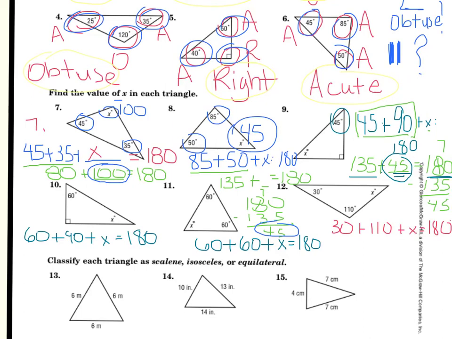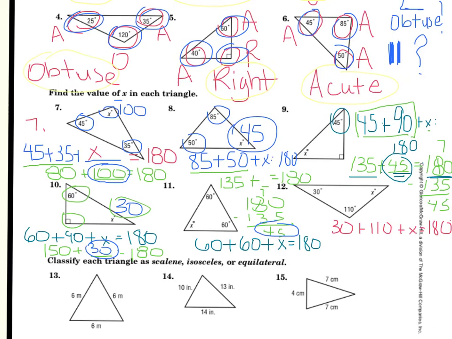Okay, number 10. 60 plus 90, that's 150. Plus this number we do not know is 180. 150 plus what is 180? Okay, if you don't know, just subtract them. So that missing number is 30. If you need to, go back and check. 60 plus 30 plus 90 should equal 180.